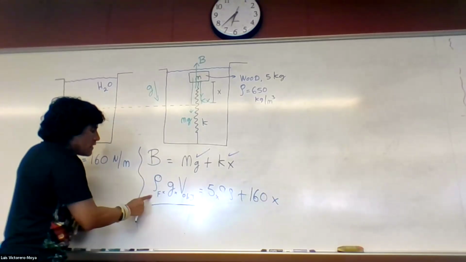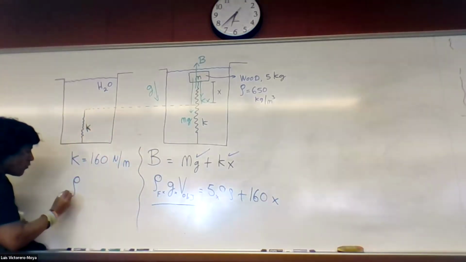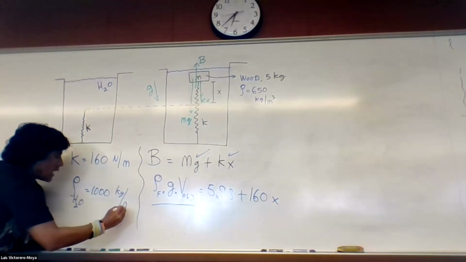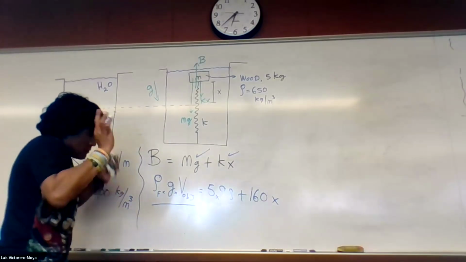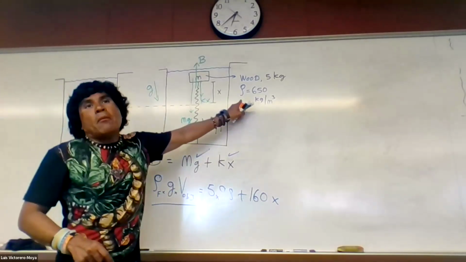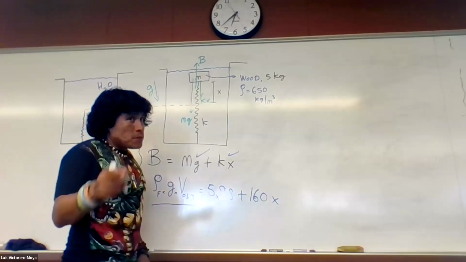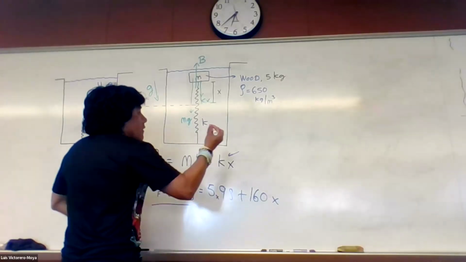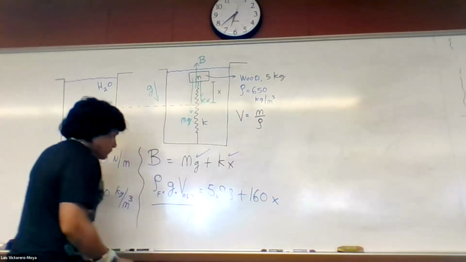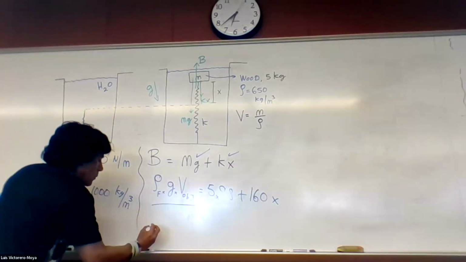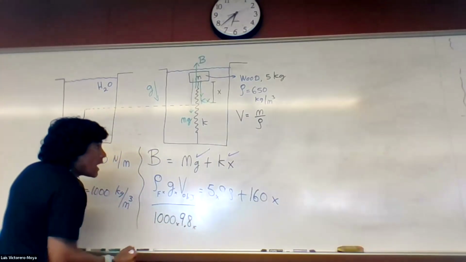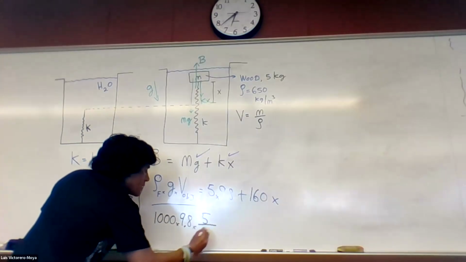Gravity, we know it. Density of the fluid, density of water is 1,000 kilogram per meter cube. That you should memorize. That's everybody should know that. The volume of the object. If I have the density, I can find the volume. Again, that's why I did the first problem today, right? Volume is mass over density. So this will be 1,000 times 9.8 times 5 over 650.